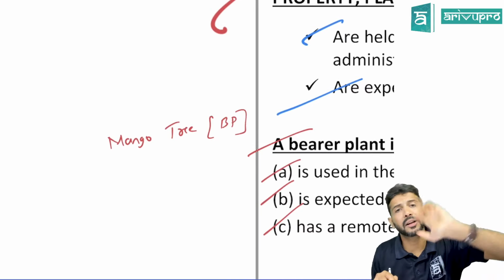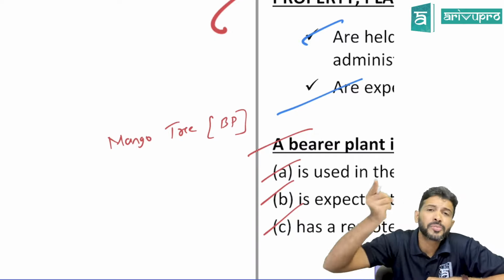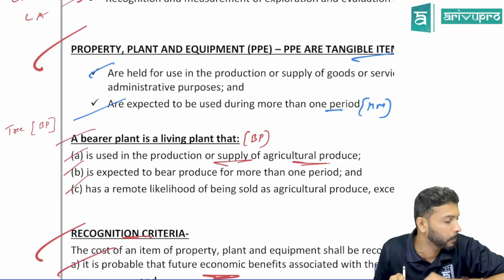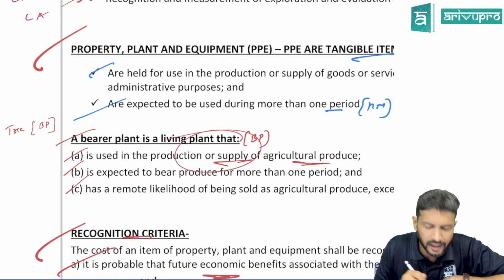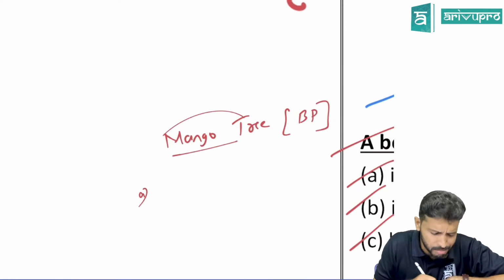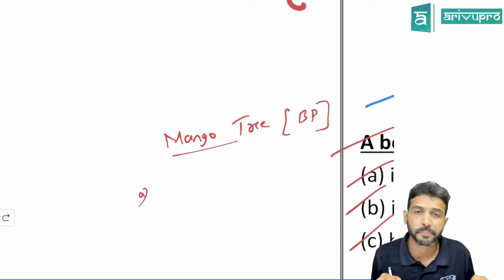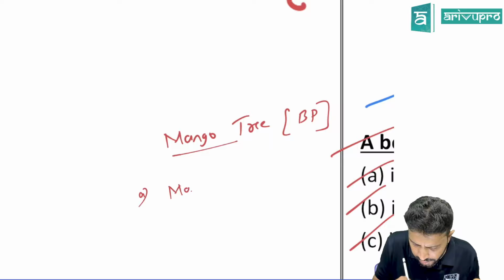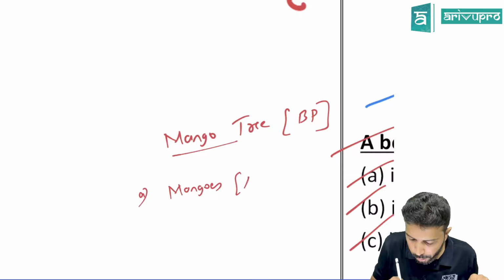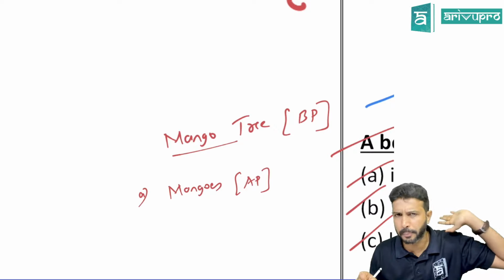BP as in bearer plant or not. Okay. What is the first condition for bearer plant, sir? This bearer plant should be used in the production or supply of agricultural produce. That bearer plant should get you some agricultural produce. So tell me, sir, from this mango tree, what does the farmer get? Obviously, he gets mangoes. Yes or no? Okay. Are mangoes a factory product or an agricultural produce? It's an agri produce. Yes.